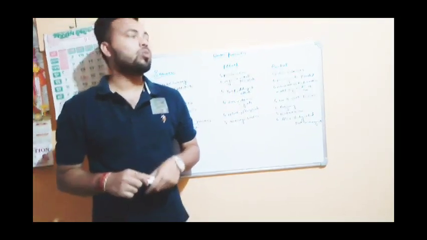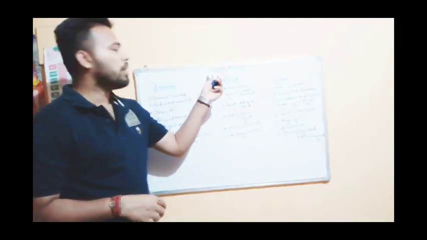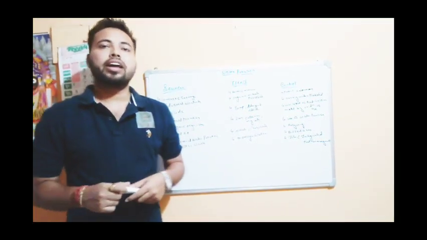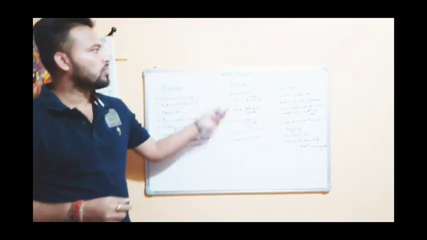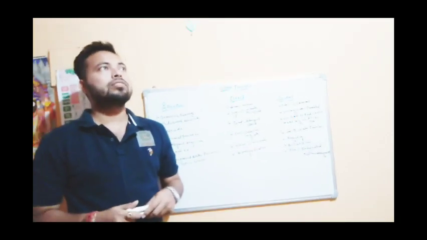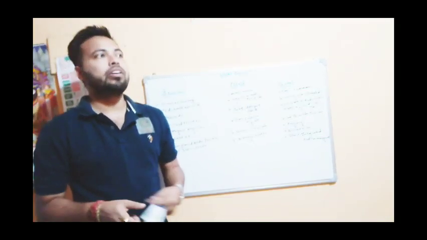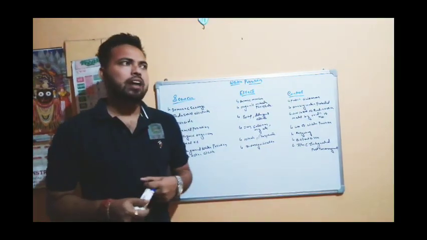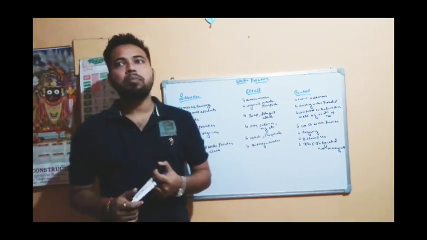First of all, what do we know about water pollution? Water pollution is the physical, chemical, or biological change in the water which makes it unfit for drinking, and unfit for any type of use. So any change, it can be physical, chemical or biological.